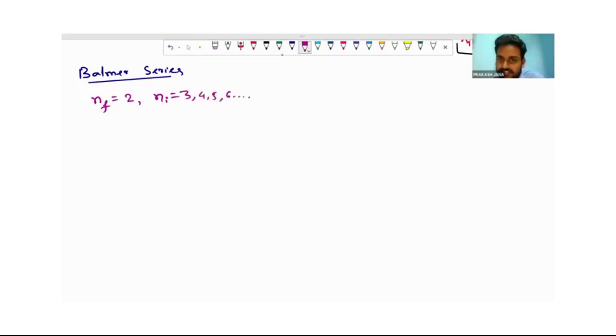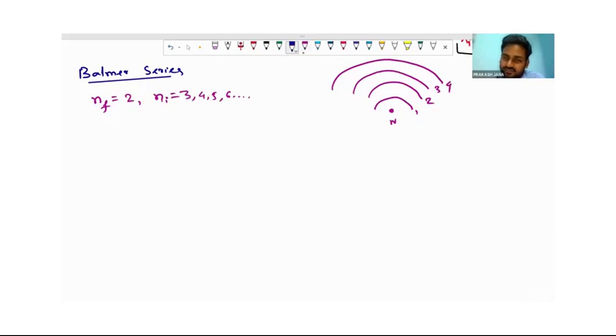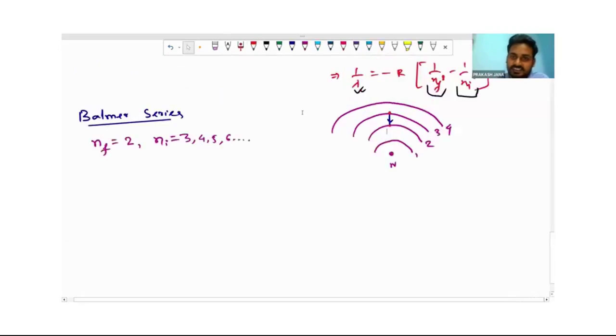If we want to draw schematically, suppose this is the nucleus, this is orbit 1, this is orbit 2, this is orbit 3, this is orbit 4, and so on. So the final state will be 2. When the electron jumps from the state 3 to 2, this is under the Balmer series.